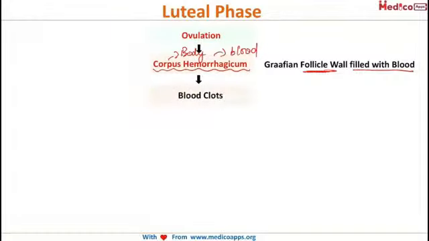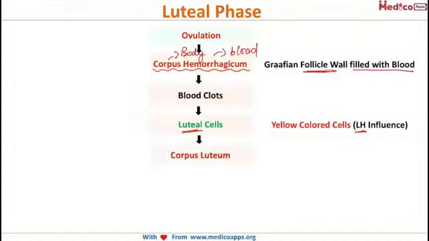Yes, whenever blood is there, it forms clots, and it results in the formation of luteal cells. What are these? These are yellow colored cells that are formed under the influence of LH. That is why they are called luteal cells. These luteal cells, when they are present in the Graafian follicle, it is now called as corpus luteum. Corpus, body, luteum having luteal cells. Luteum means yellow color. Okay, so it is a body filled with yellow color cells, that is corpus luteum.